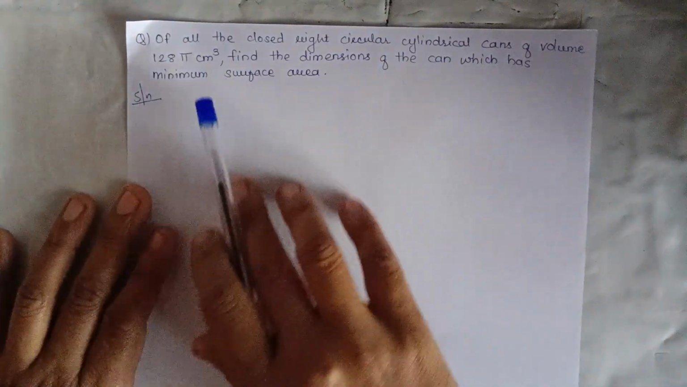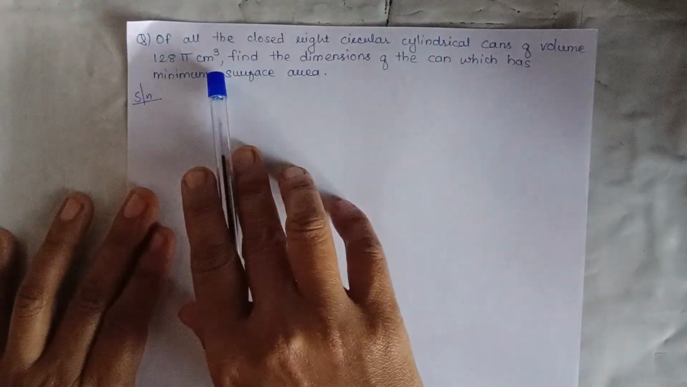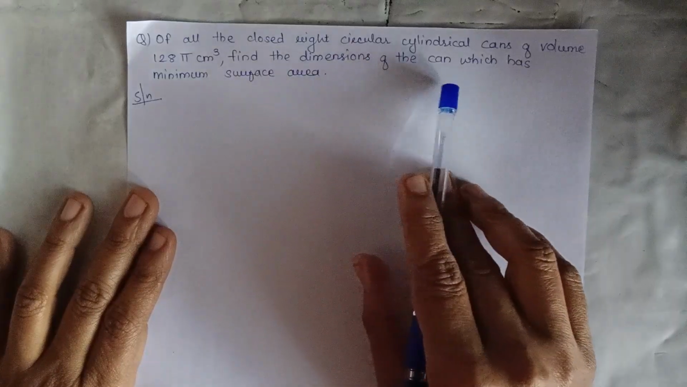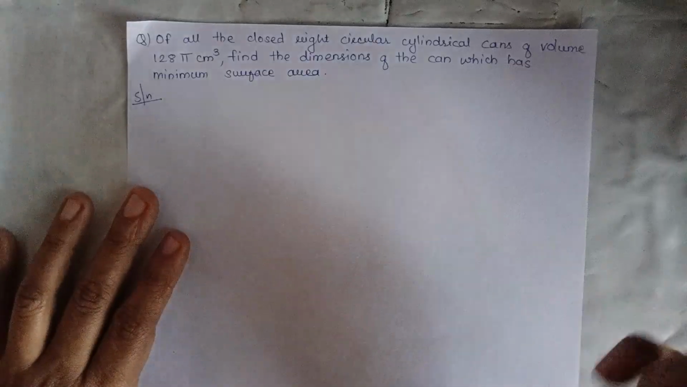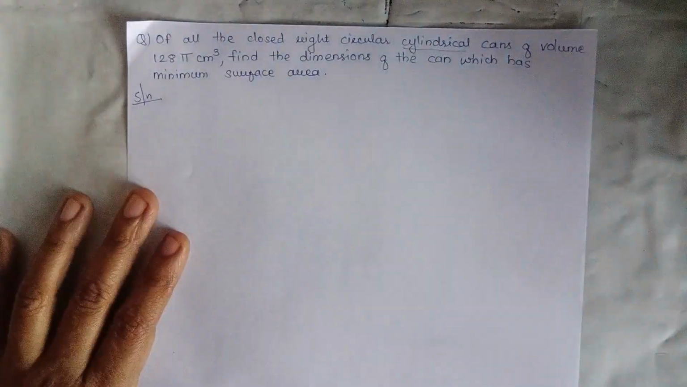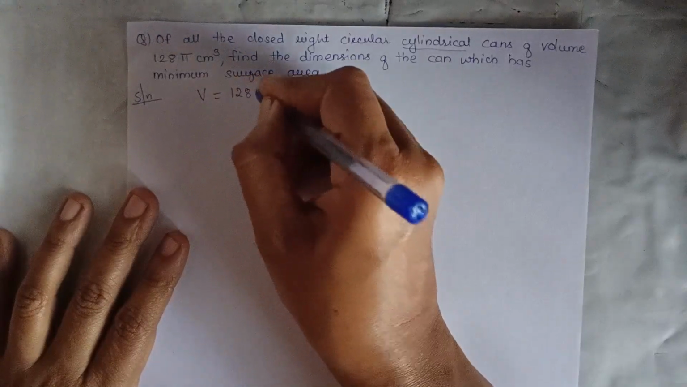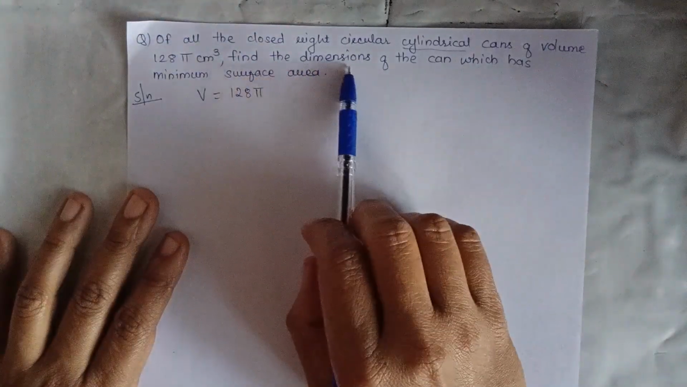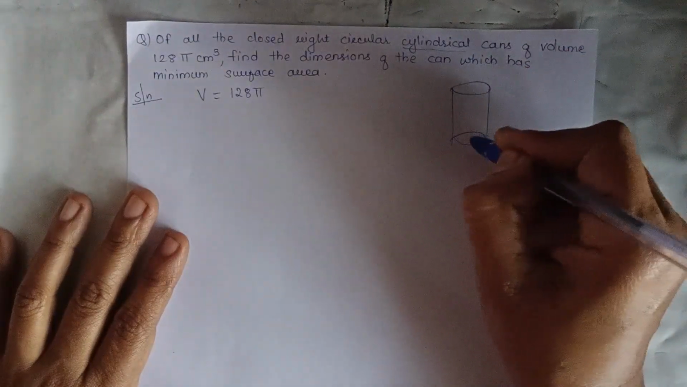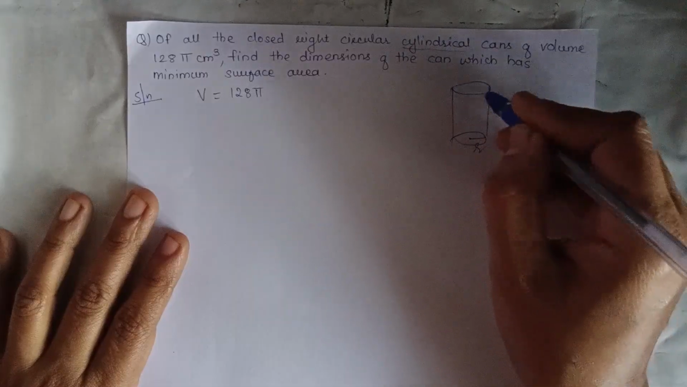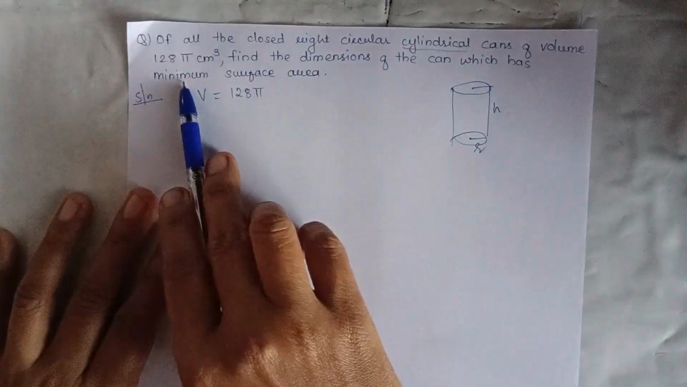Next question: of all the closed right circular cylindrical cans of volume 128 pi centimeter cube, find the dimensions of the can which has minimum surface area. Now here the first thing is cylinder. Cylindrical cans of volume, the volume of the cylinder is given as 128 pi. Find the dimensions. For a cylinder, you have a radius and a height, right? So both values we have to find when the surface area is minimum.